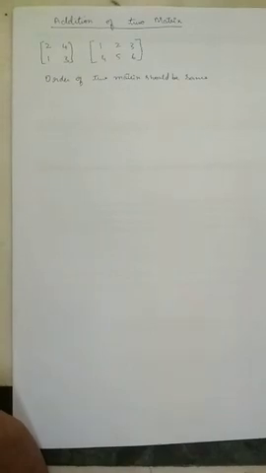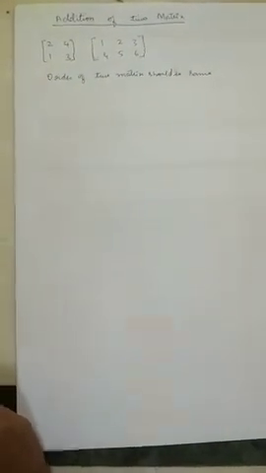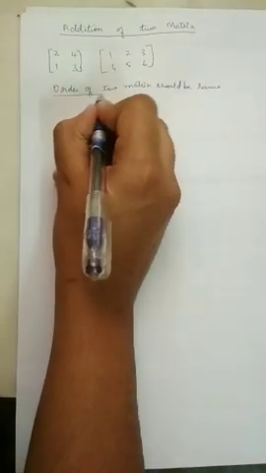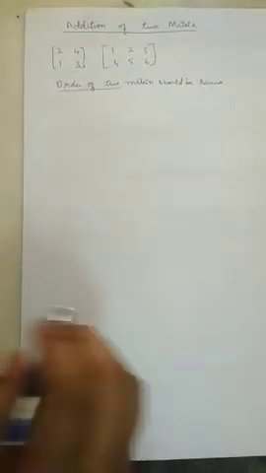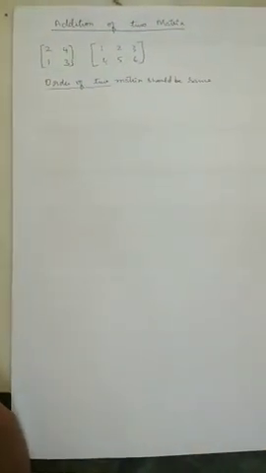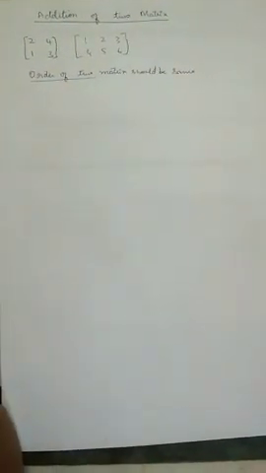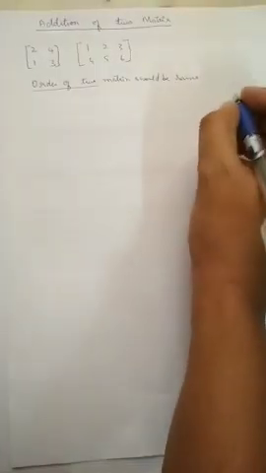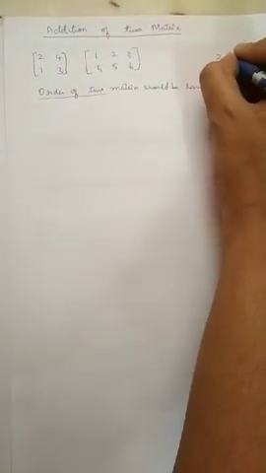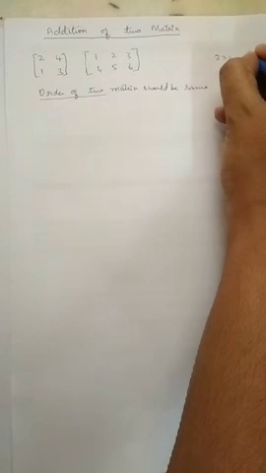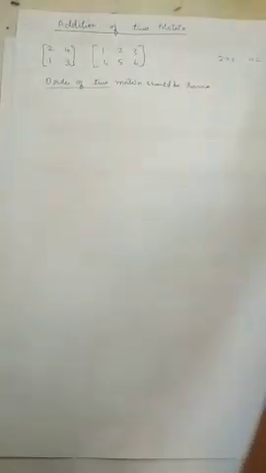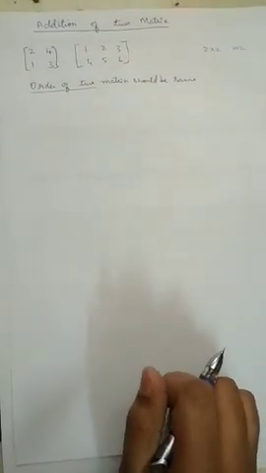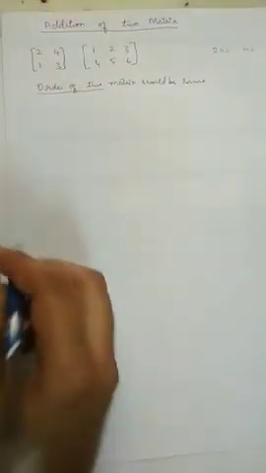All of you know that in order to do matrix addition, always the order of the matrix should be same, right? That is, you can perform matrix addition only with 2 cross 2 and 2 cross 2 matrix, or 3 cross 3 and 3 cross 3 matrix, or 2 cross 3 and 2 cross 3 matrix. So the order of the matrix should always remain the same.